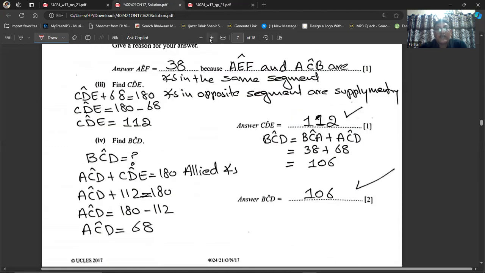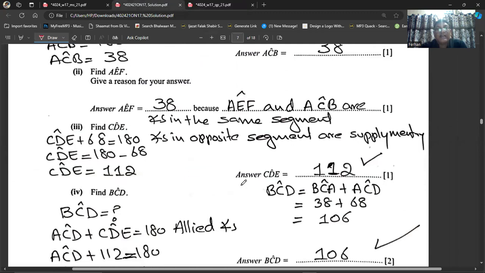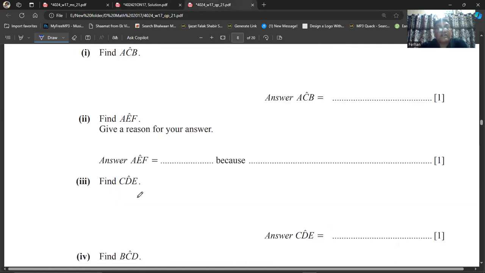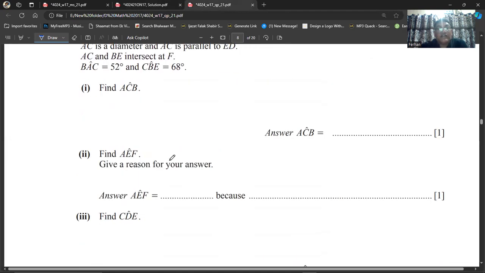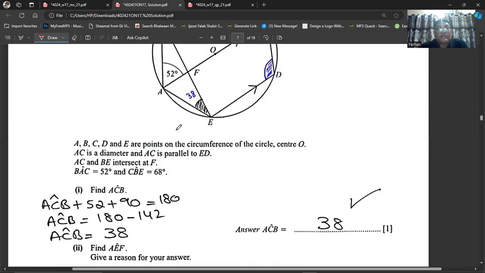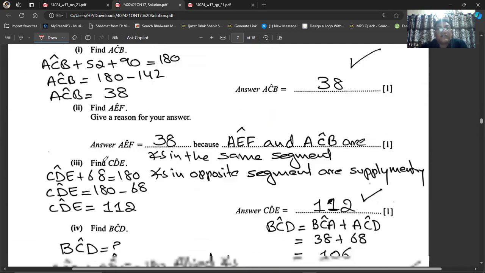Okay. So the AEF will be equal to 38 because AEF and the ACB angle are angles in the same segment. So I think it's very clear. Then this is 38, this is also 38.